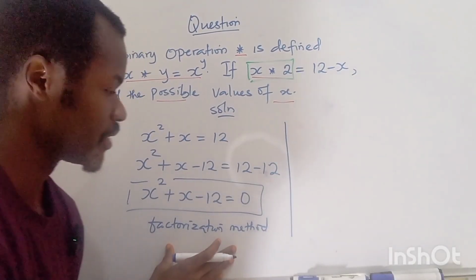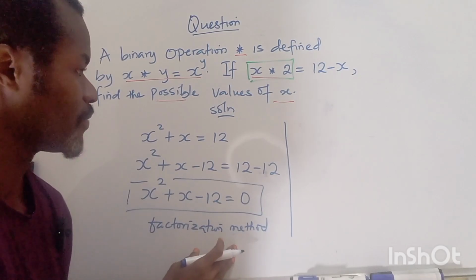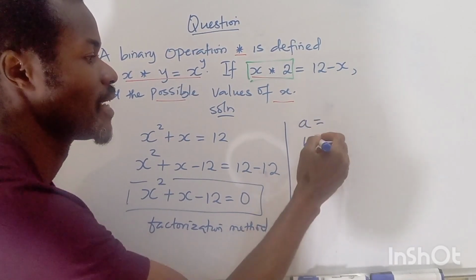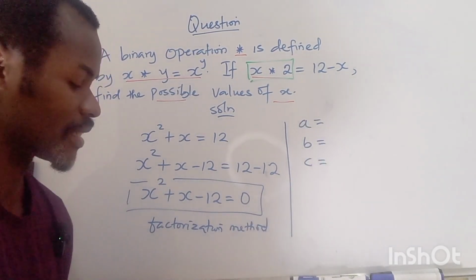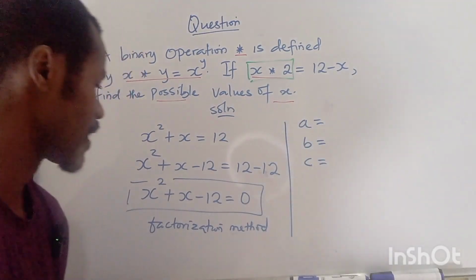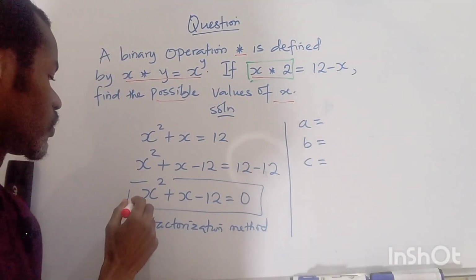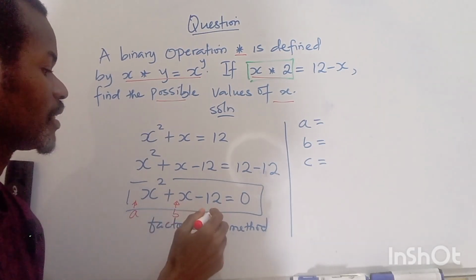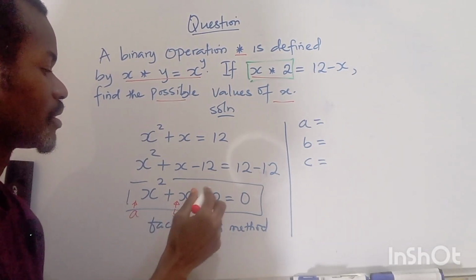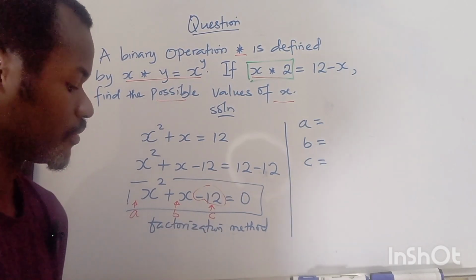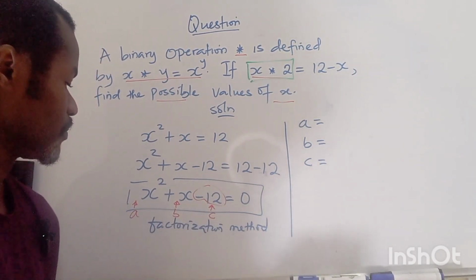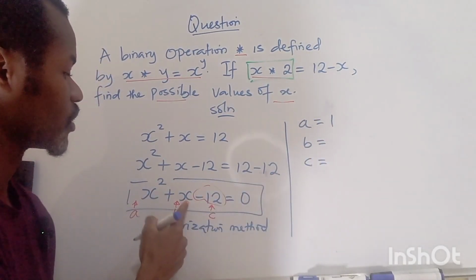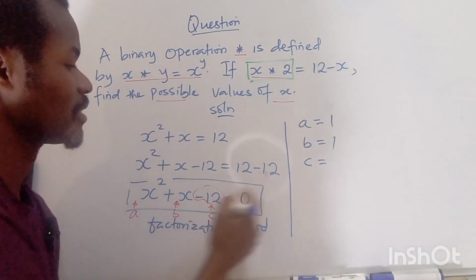So using the factorization method, now I want to identify something. We have a, b, c to identify in the given quadratic equation, such that you have your a as the coefficient here, you have your b here as a coefficient, and c is all this. So a, the coefficient of x squared, is 1. For b, the coefficient of x is 1.